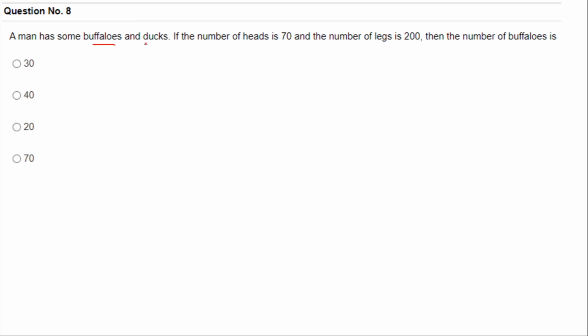A man has some buffaloes and ducks. If the number of heads is 70 and the number of legs is 200, then the number of buffaloes is dash: 30, 40, 20 or 70. We have to find out. Now this is a very simple question to solve.